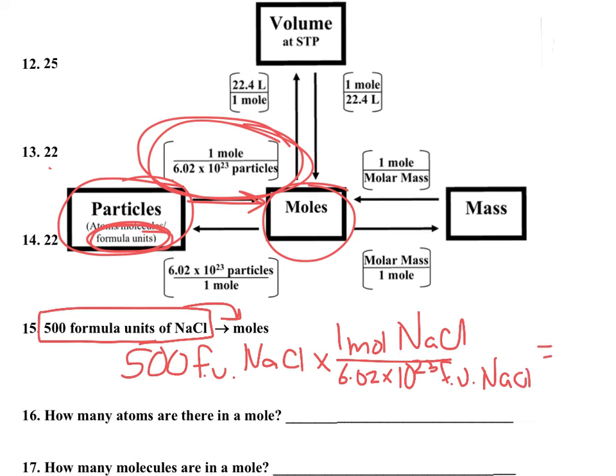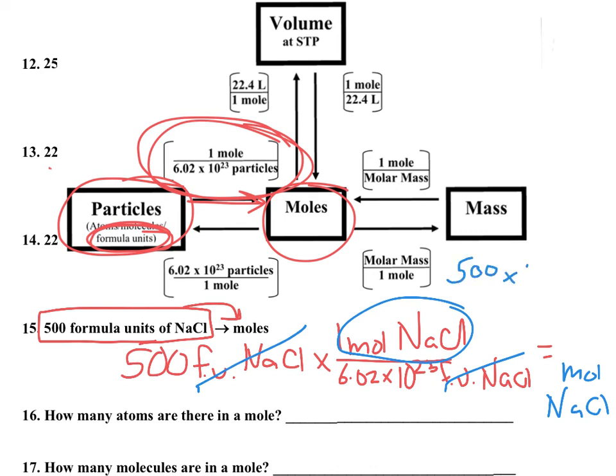Now that I have that, let me double check that my work balances out and cancels out. Yep, formula units of sodium chloride on top and bottom cancel. I'm left with moles of sodium chloride. So when I do that, I've got 500 times 1 divided by 6.02 times 10 to the 23rd. Again, make sure you can put that 6.02 times 10 to the 23rd in your calculator properly. That's important. Otherwise, you're going to get the wrong answer.